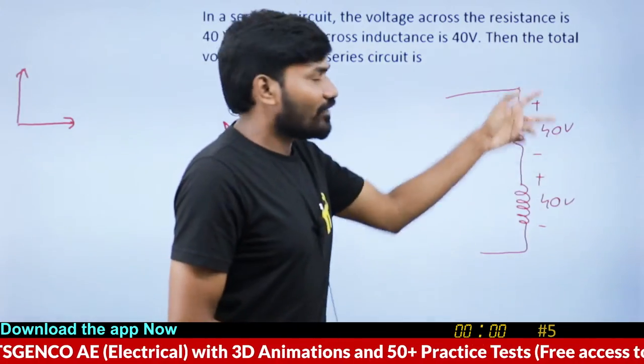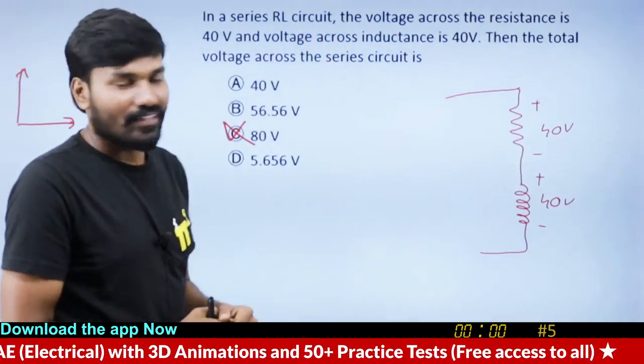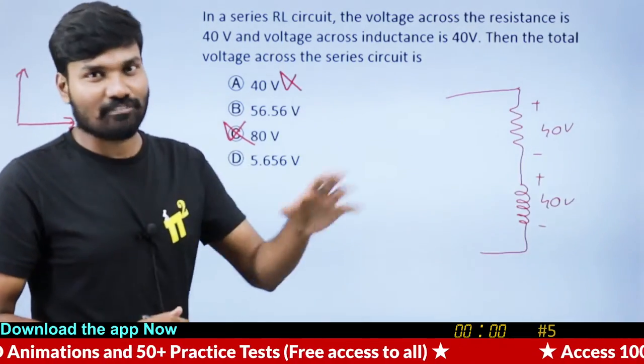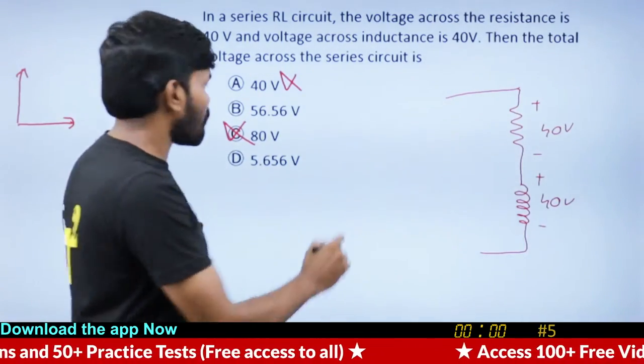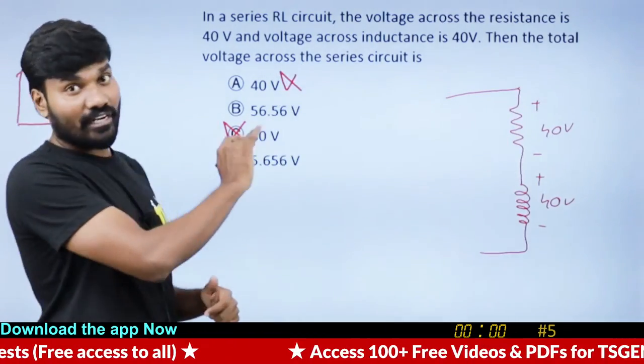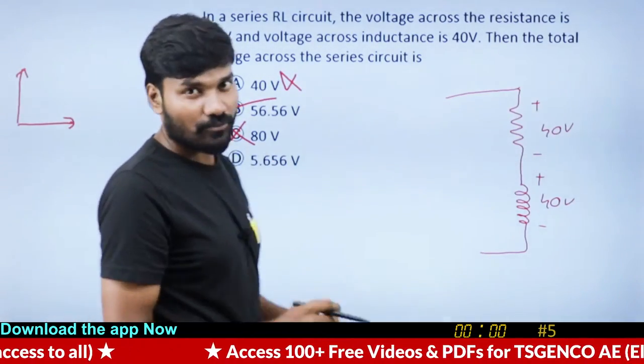You don't even have to do the math. When you add two vectors which are 90 degrees to each other, the sum will not be 40, it will definitely be greater than 40, not less than 40, because the two vectors are perpendicular to each other. It is greater than 40, not 40, and not even 80. So the answer is this. Bingo.